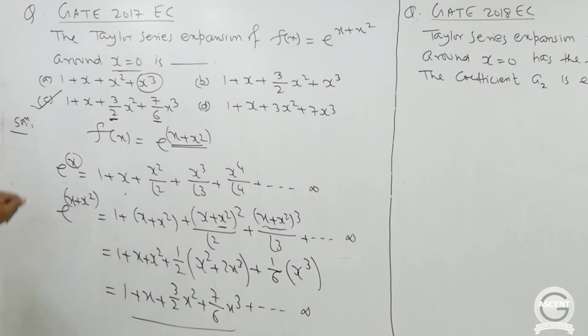So this was a very simple problem. Once you know the formula of e to the power x, you can easily find the formula for e to the power x plus x square simply by replacing x by x plus x square. So this was the first problem.